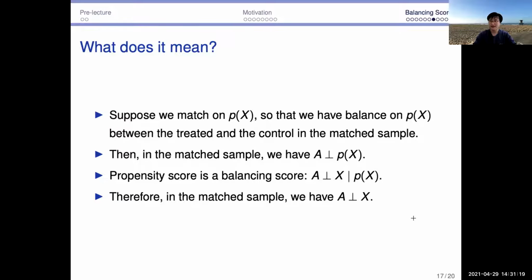Any questions? How well does this work if you've misspecified P of X? Good question. I don't know. I'll need to look into the literature to find out. It should have consequences, of course.